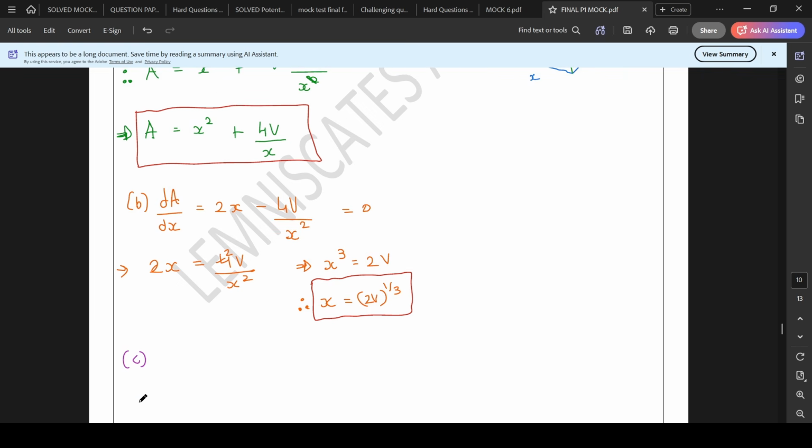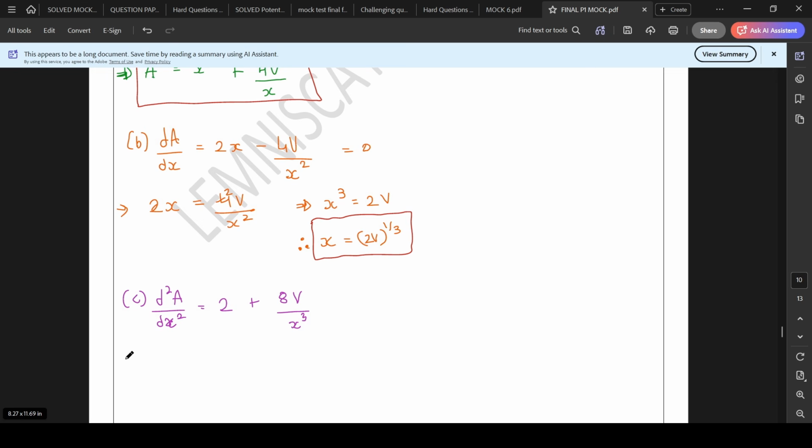For understanding if the point is a minima or maxima for a given value of x, I need the double derivative. So I'll find the double derivative d2A/dx2. This is going to become the derivative of 2x, which is 2, and then if x to the power of minus 2 is there, minus 2 will come down, 4 twos are 8, v is a constant value, and then minus 2 becomes minus 3, so it will be x to the power of 3. This is my double derivative of this area expression.